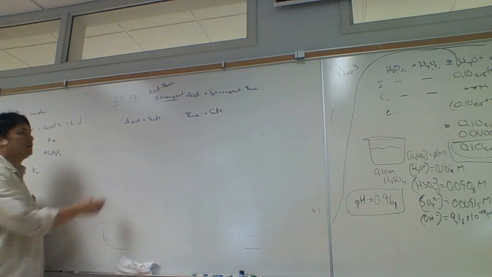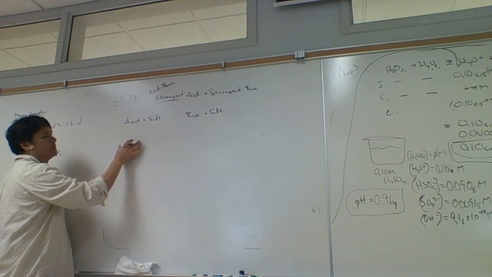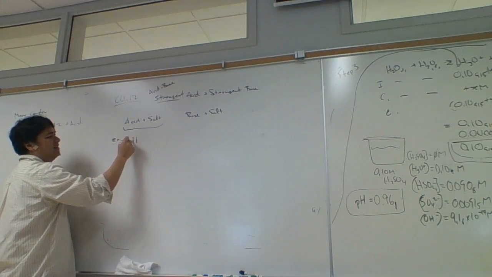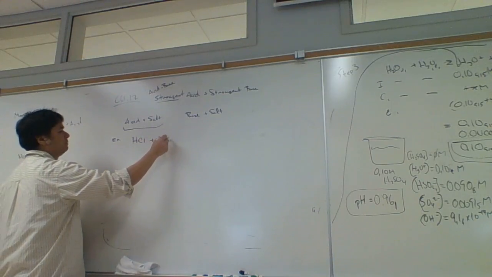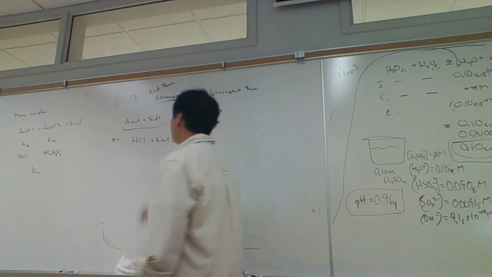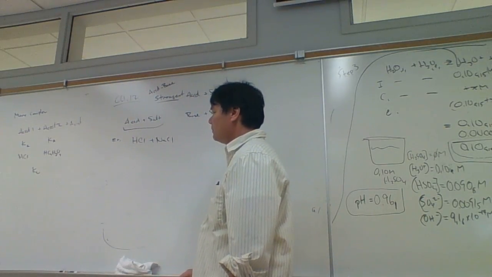The acid plus a salt mixture, this is what it's going to look like. Let me give you an example here. Let's take HCl and sodium chloride. Here I could have HCl with acetic acid, but here I'm going to have HCl and sodium chloride. So how do I handle this type of mixture?